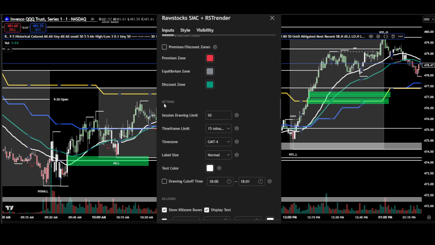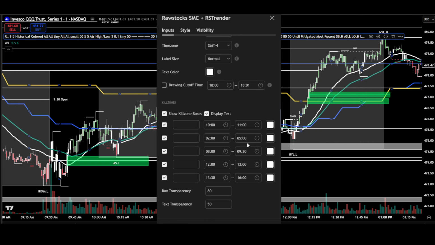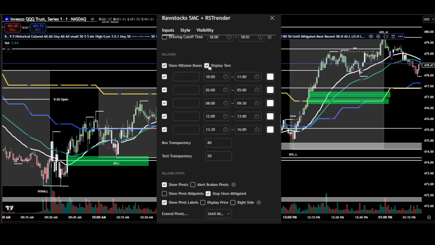So this is here, starting with the settings after the premium discount zone. This is the kill zone section of the indicator. Okay, so the kill zone is going to give us these gray boxes that have the different macro time zones that we're watching. Inside the kill zones, I have show kill zone boxes, text display on. I have all the boxes checked. I do not have anything in the labels box. So this blank box here, this is where you would label the kill zone. I don't have my kill zones labeled. You can, I just choose not to.